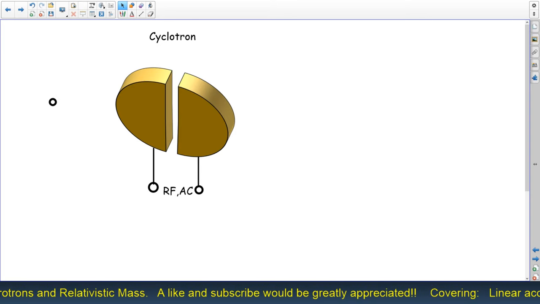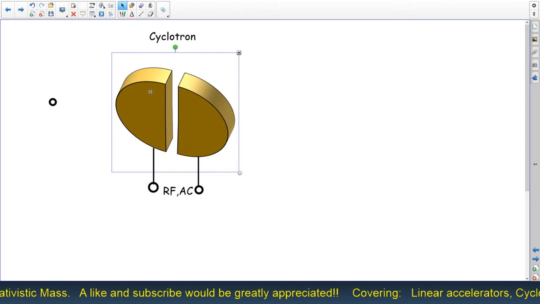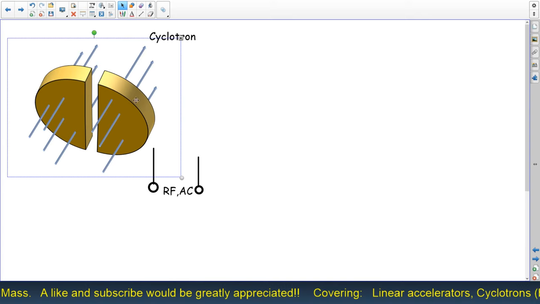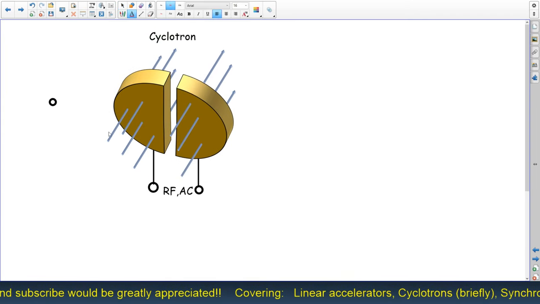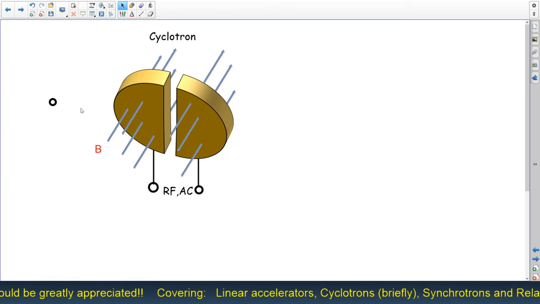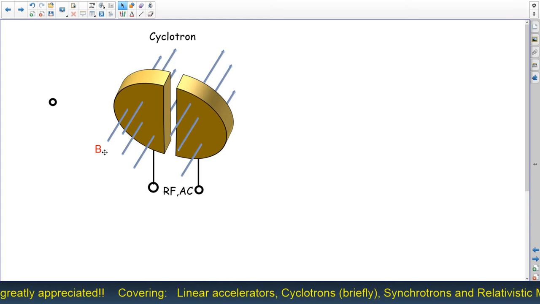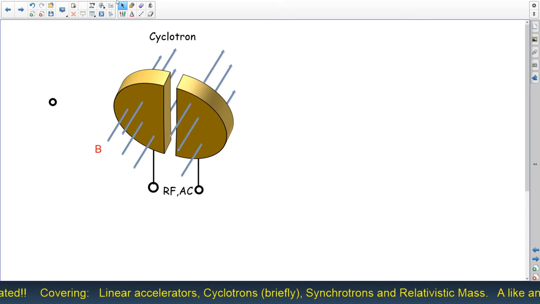So we need to apply an external force. So let's do that. Let's get rid of this and put in a nice magnetic field traveling through it. Because if we apply a magnetic field that is perpendicular to the direction of travel of a charge, then we will get a force that's mutually perpendicular to that.